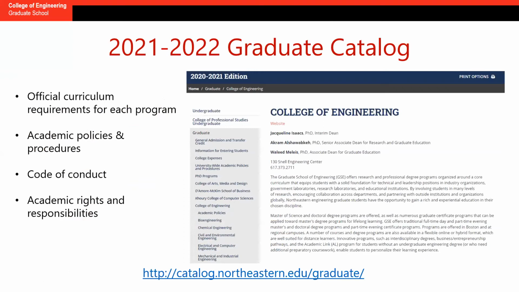So again, this website is incredibly important. And as I mentioned, it has your course catalog information in terms of your program requirements, but it also has information on academic policies, procedures, has the code of conduct, and also the academic rights and responsibilities. So it's an all-around amazing resource to bookmark and to have on hand throughout your time here at Northeastern.